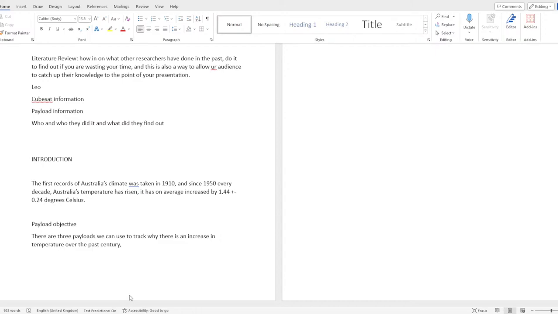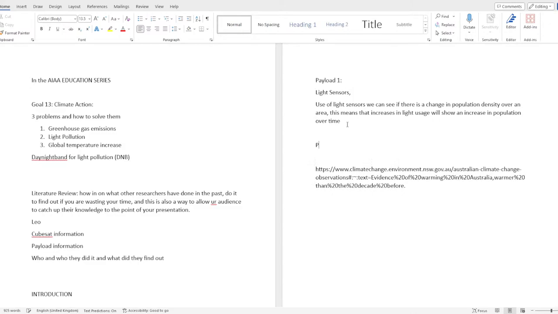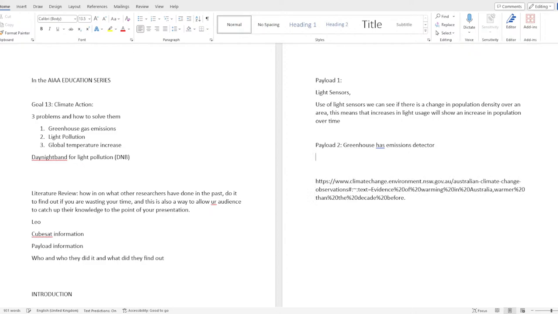Alright, I'm gonna write down all three payloads. Payload 2. Greenhouse gas emissions. Greenhouse gas emissions detector? I don't know how these work, but in low Earth orbit, I believe that this can work. Payload 3.